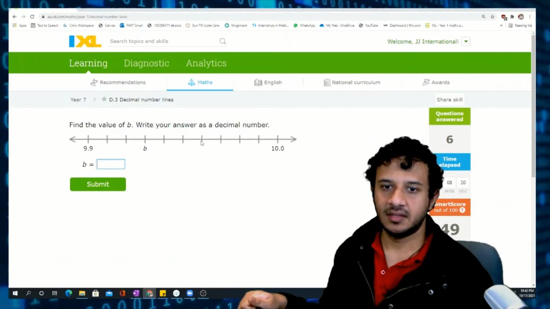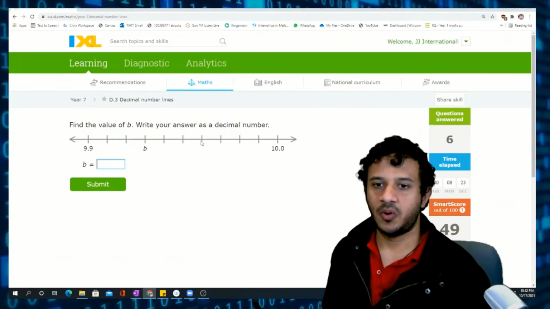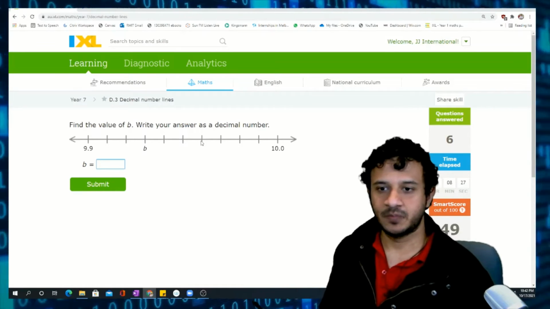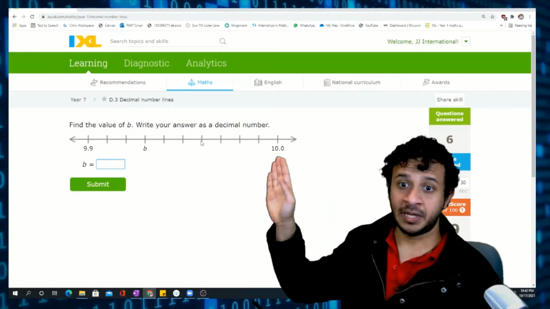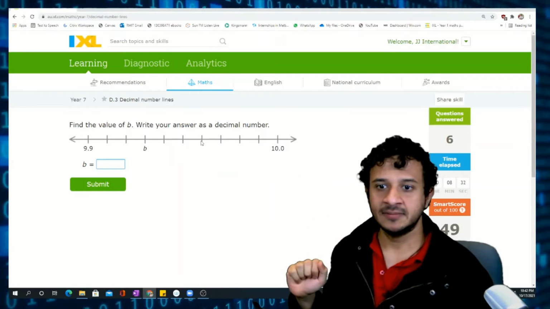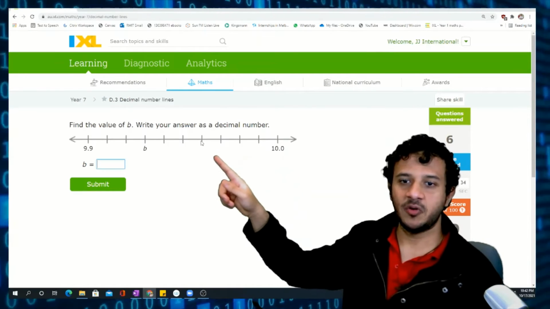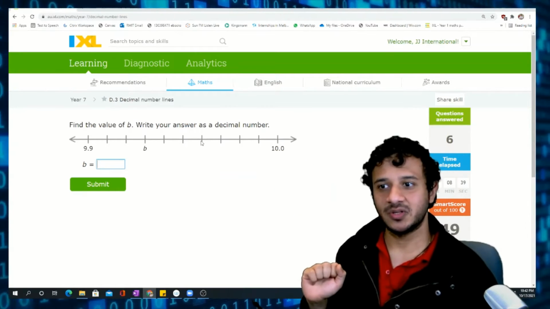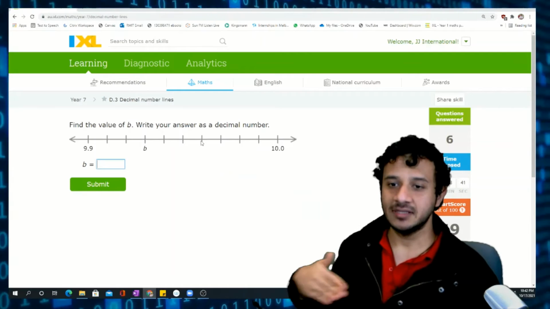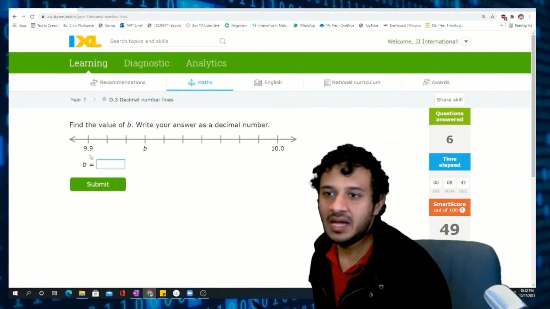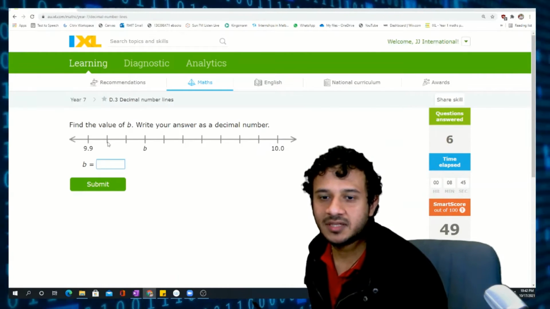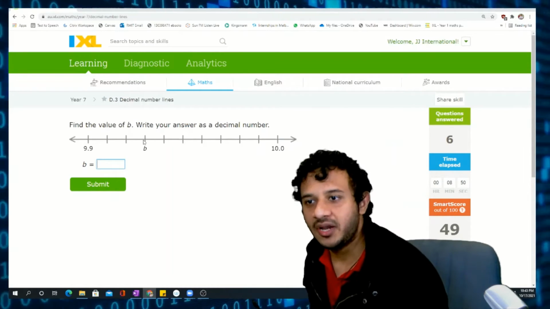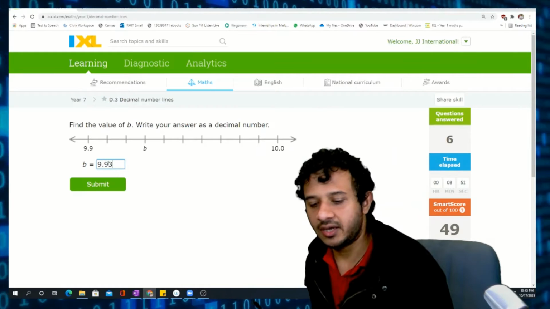9.9 till 10.0. There's a 0.1 gap. Difference: 10.0 take away 9.9 is 0.1. That 0.1, how many gaps are there? 10 gaps. 0.1 divided by 10 is 0.01. So the gap, or the increment, is 0.01. 9.9 plus 0.01 will be 9.91, 9.92, 9.93.